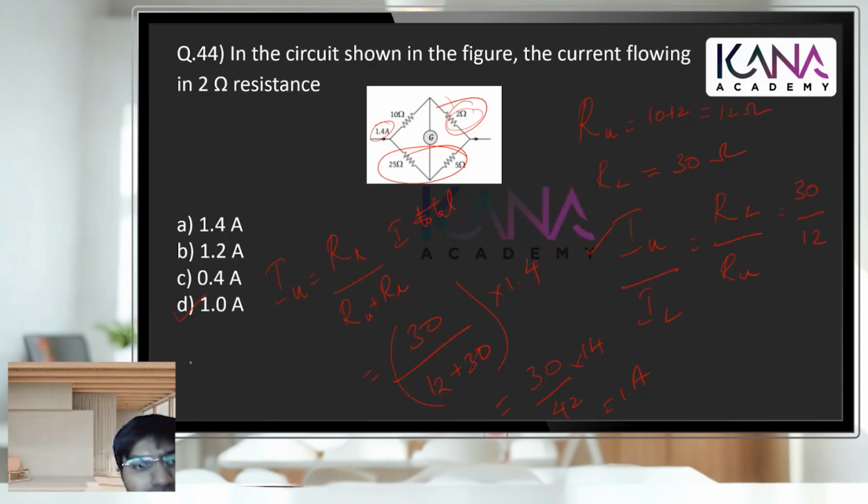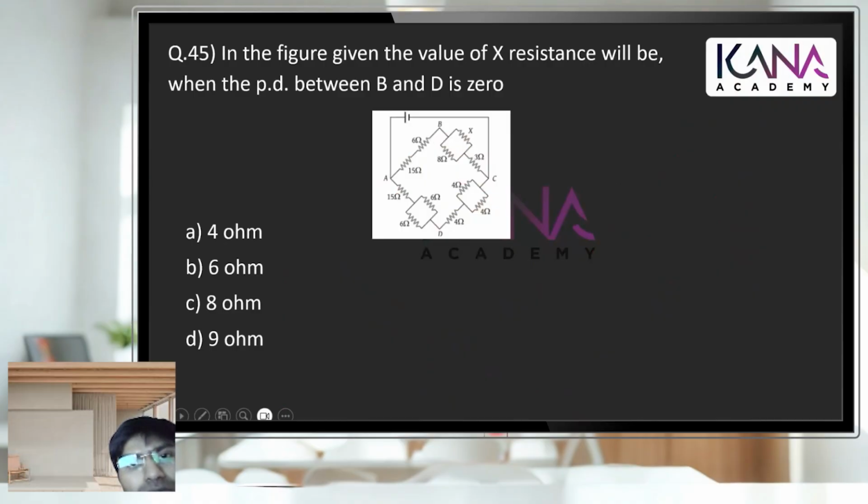Okay, next question 45. It looks very complex, but you can simplify this. We need to find the value of resistance X in the figure when the potential difference between B and D is 0. So this is also a Wheatstone bridge in a balanced condition, which is when the potential difference across B and D becomes 0.